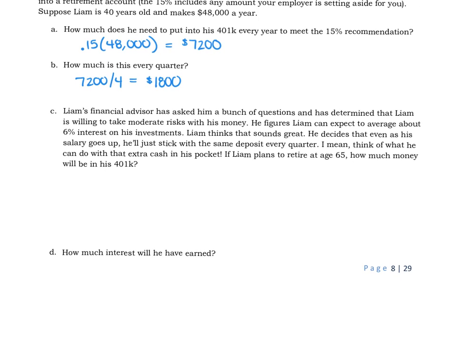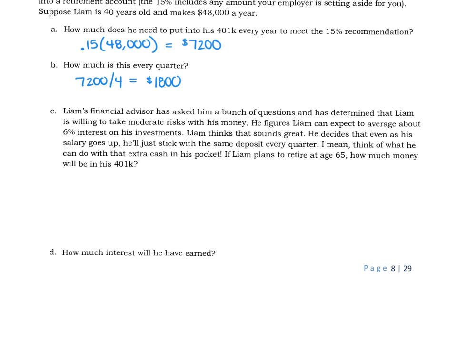If you work with a financial advisor, they give you a little test about how much risk you are willing to assume. And so Liam here can take moderate risks, and he can average about 6% interest, and he thinks that would be just fine. He's going to retire at 65, and he's just going to keep putting in that $1,800. Even if his salary goes up, he thinks he'll be fine. He's just going to put in $1,800 every quarter.